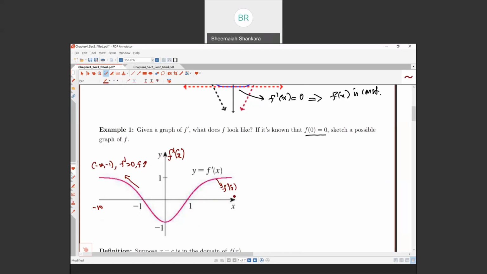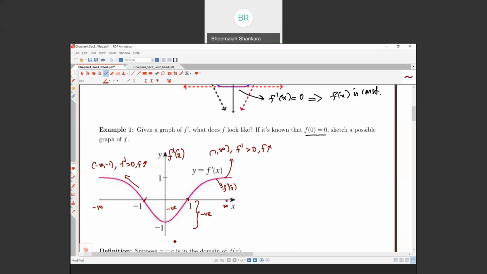And then you move on to the right hand side. Say from 1 to infinity, in this portion of the graph, the function f prime is still positive. So correspondingly, you can say the function is increasing. And between negative 1 and 1, you read the f prime values here, and they are negative. All these are negative values. So they are negative values of f prime between negative 1 and 1.